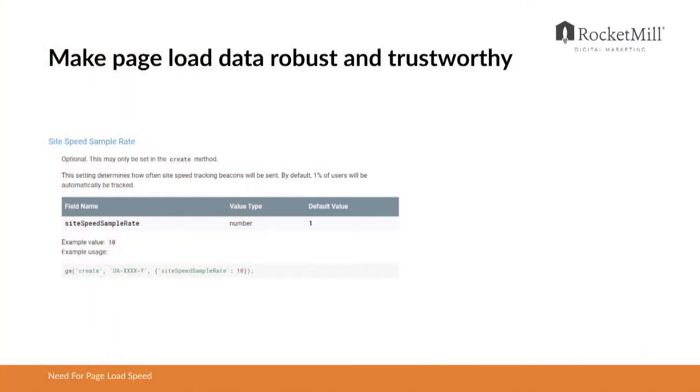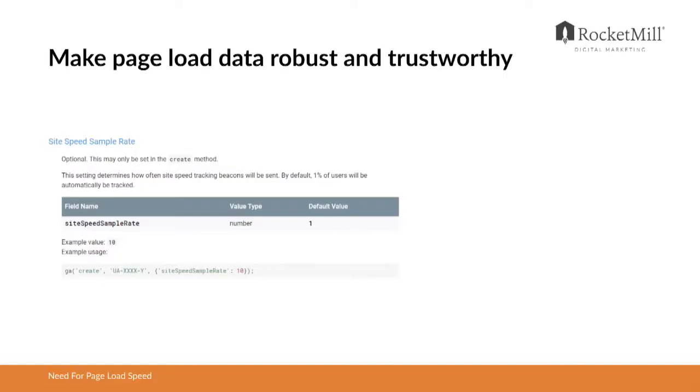So first and foremost, we need to make page load data robust and trustworthy. That is really the foundation of everything. If we can get that robust and trustworthy, we can start using the data to inform business decisions. Thankfully, within Google Analytics, that can be done quite easily with a relatively simple code change. So it's about upping that sample rate from 1% up to a much bigger number.